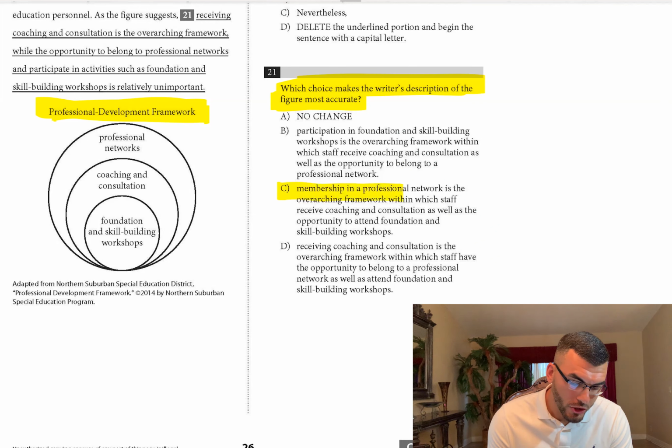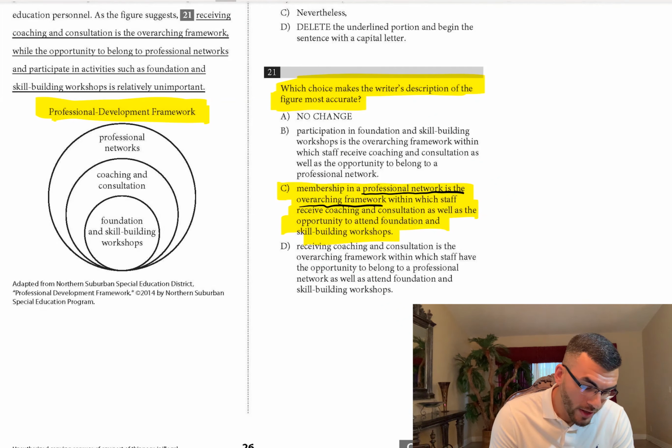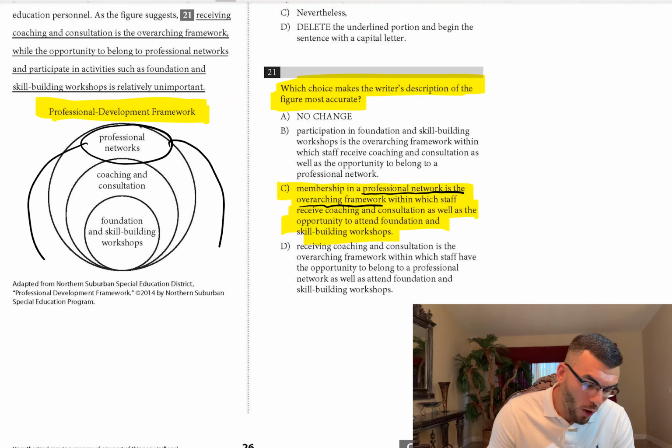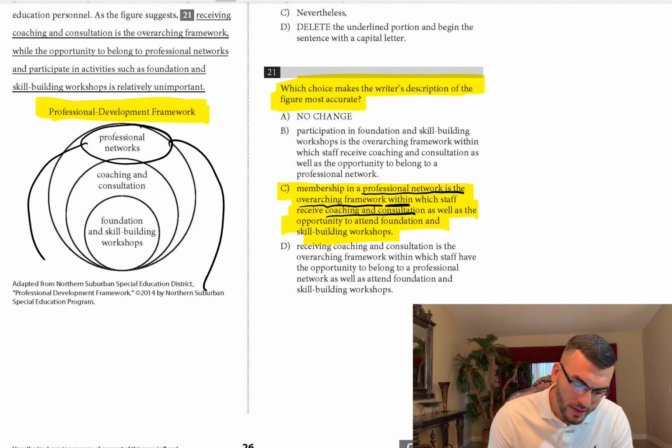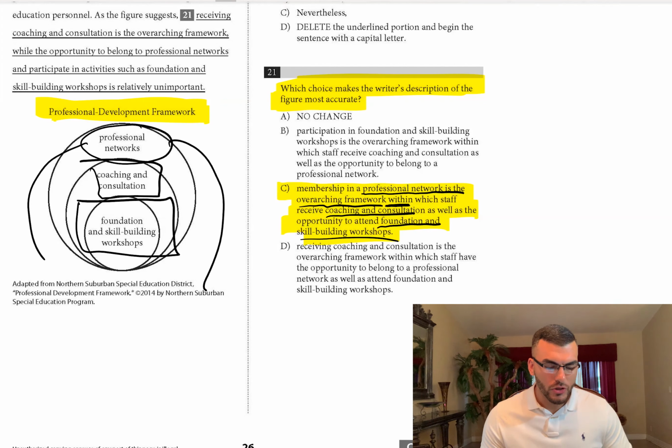The correct answer is choice C. This is the most accurate description of the graph. Membership in a professional network is the overarching framework. Well, here's the professional network, and it is the overarching framework, within which staff receive coaching and consultation. Okay, here's coaching and consultation next, as well as the opportunity to attend foundation and skill building workshops, which is the next. So choice C is a clear, simple, accurate description of what's going on in this figure. So that's it for charts and graphs.